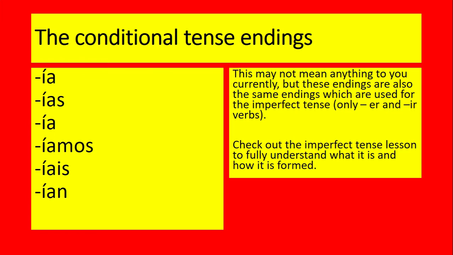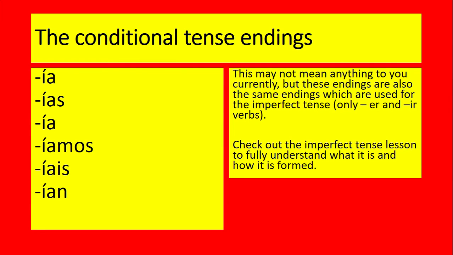So ía is the first person singular, that's I. Ías, second person singular, that's you singular. Ía, third person singular, that's he, she and it. Íamos, that's the first person plural, that's the we ending. Íais, that's the second person plural, that's the you ending. And ían, that's the third person plural, meaning they. Just made a note on the side there.